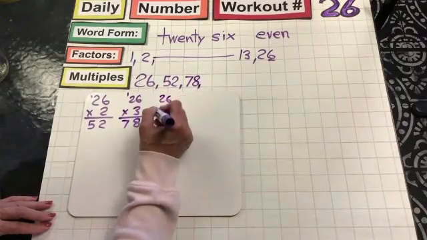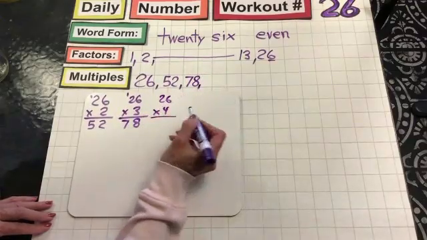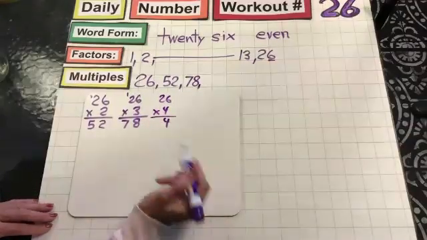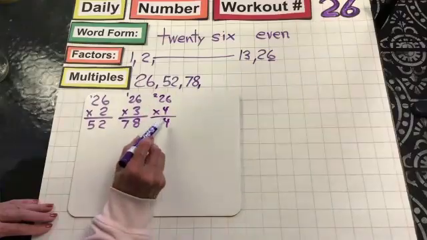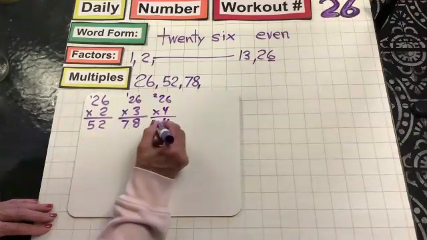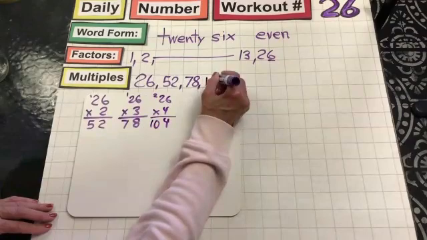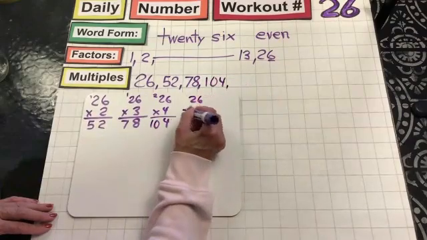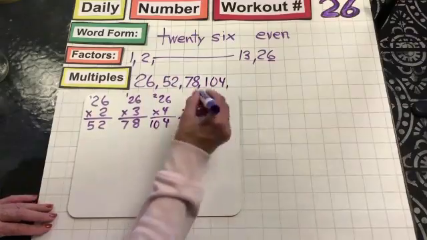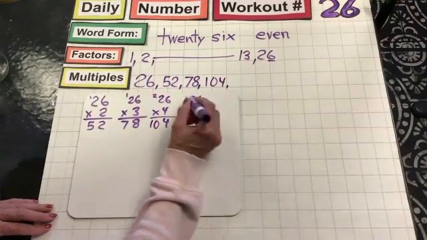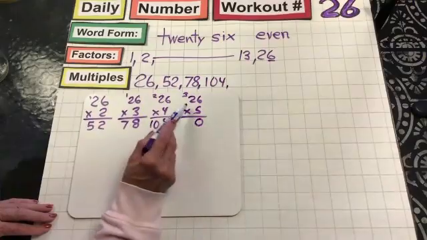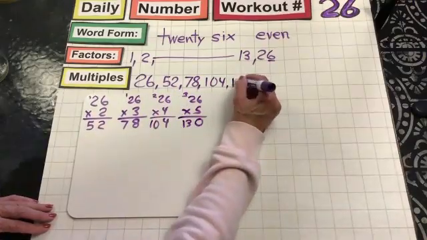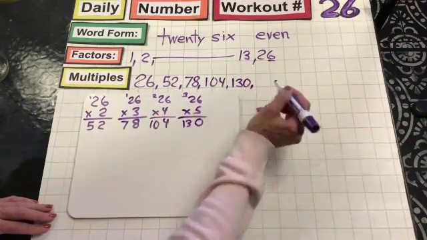Then we have 26 times 4. 4 times 6 is 24. Drop the 4, carry the 2. 4 times 2 is 8 plus 2 is 10. 104. Now we're going to do 26 times 5. 5 times 6 is 30. Drop the 0, carry the 3. 5 times 2 is 10 plus 3 is 13. So 130 is our next number.